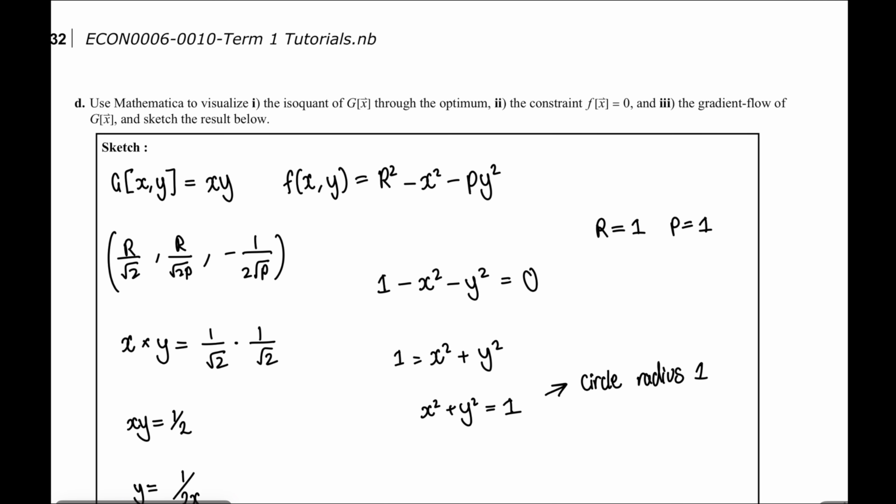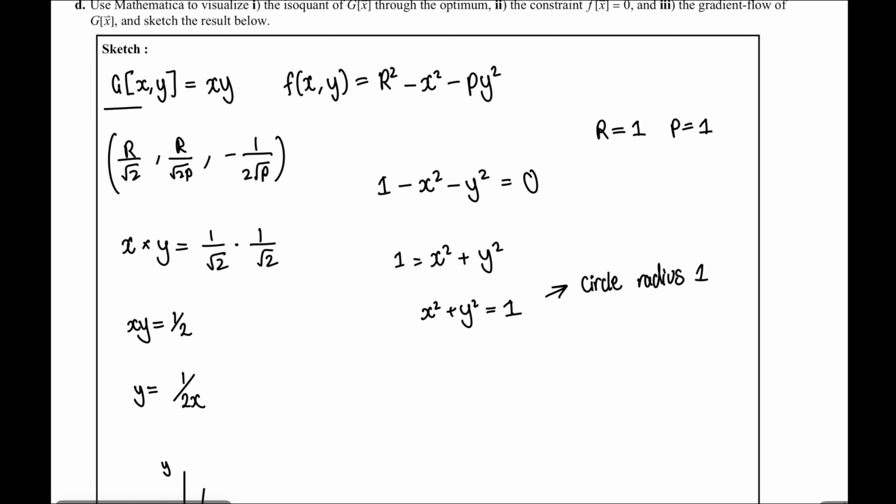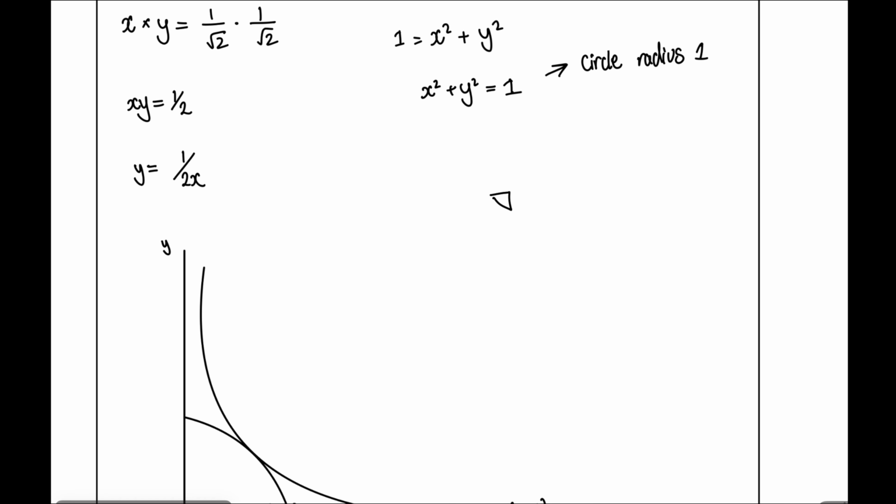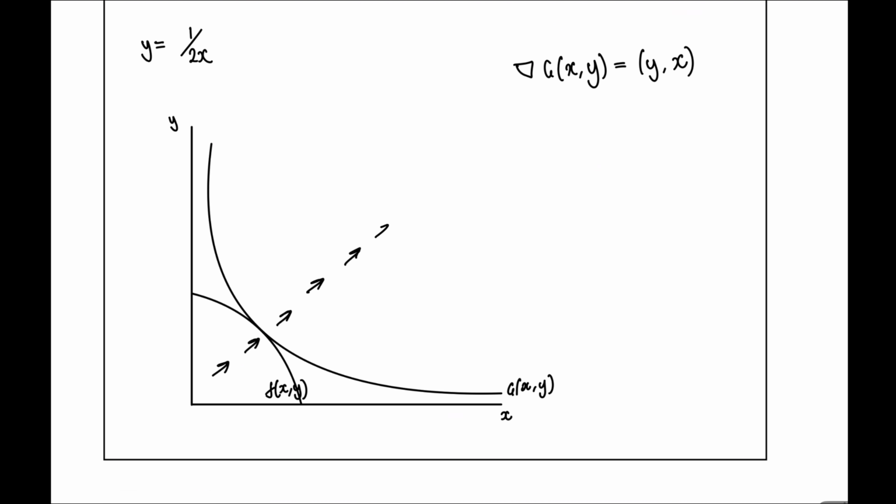To draw the gradient flow, as this is just the same function that we saw before, the gradient will be the exact same as before, and hence we have the gradient flow, which will look something like this. I will put up the code and some pictures of what this looks like on Mathematica.